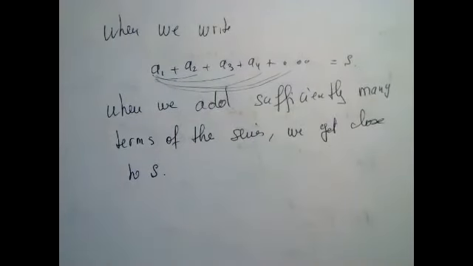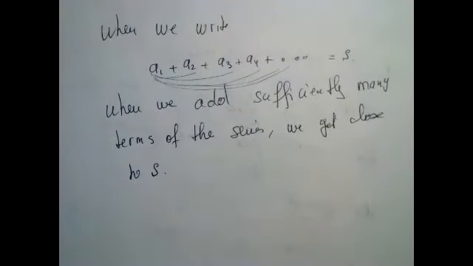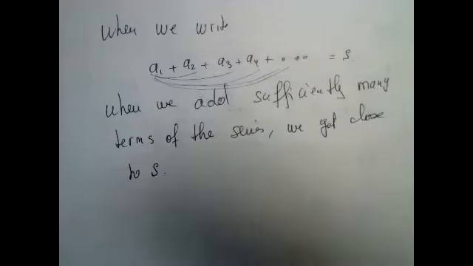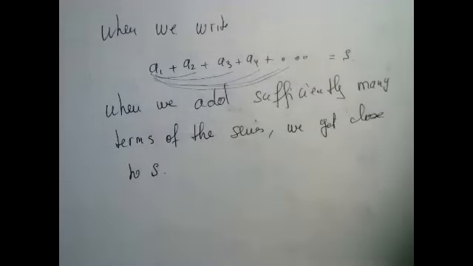Is there a set amount of numbers that we should add? No, it's a sequence. When I say the sequence converges to 1, it means when n becomes large, the terms become close to 1. It doesn't mean the 100th term becomes close to 1. It could be the 1,000th term. It depends how fast it gets close to 1. And it's the same thing here.